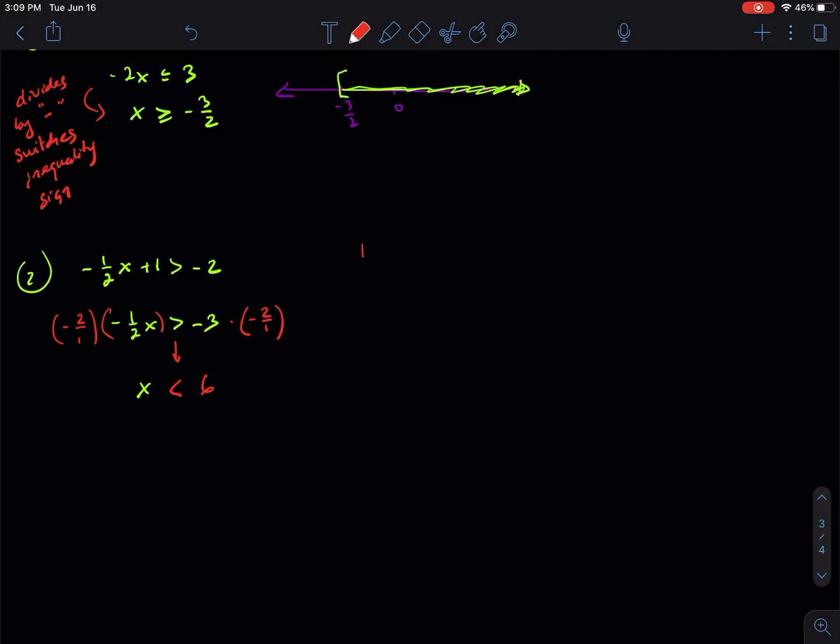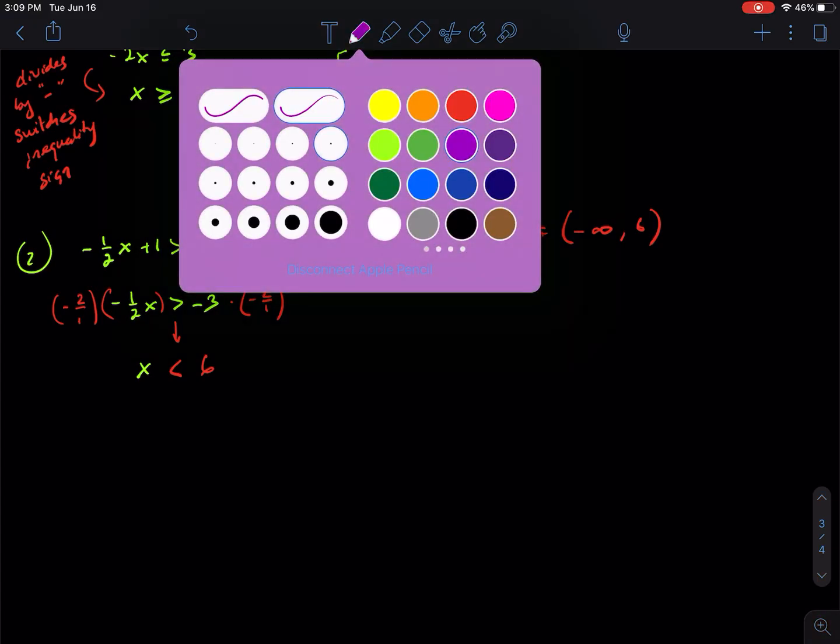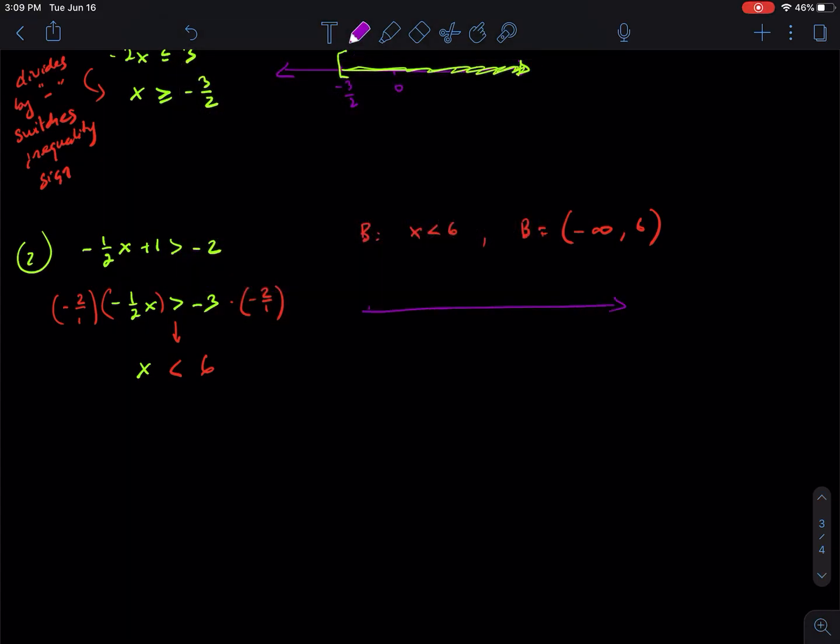So that is our set B. B is all the numbers less than 6. As interval notation, it goes from negative infinity to 6, and we don't want a bracket around negative infinity. So here is 0, here is 6. Everything to the left of 6 is less than 6.